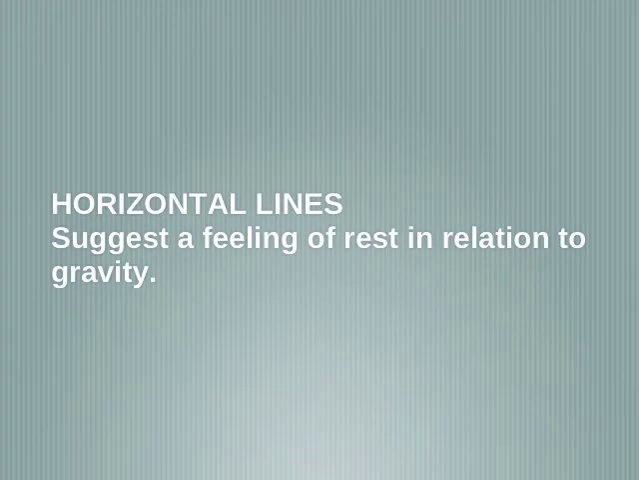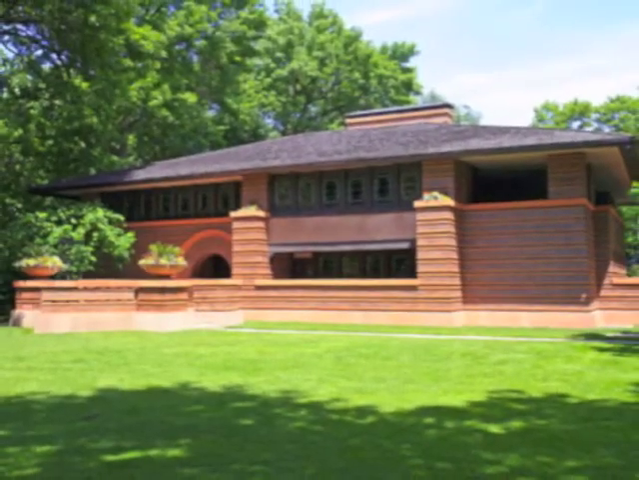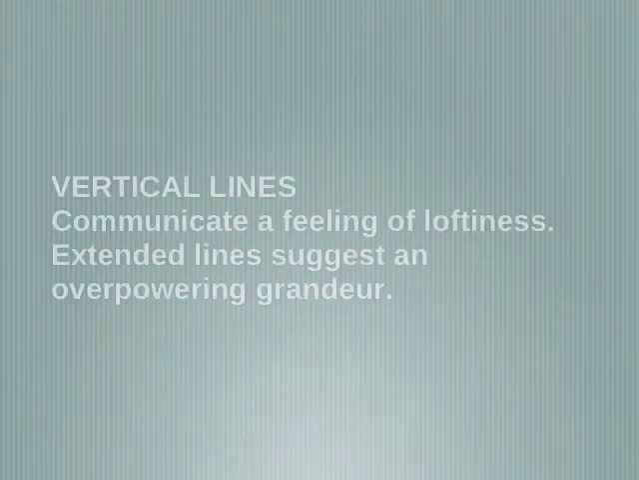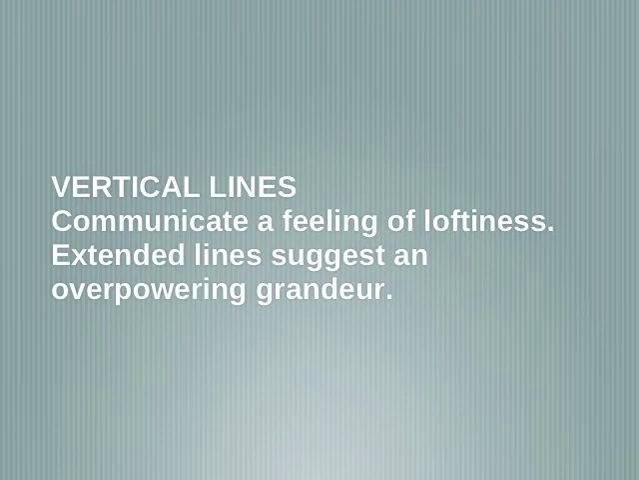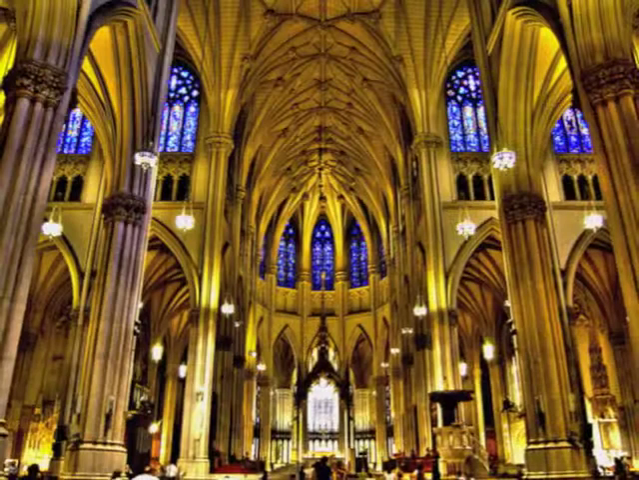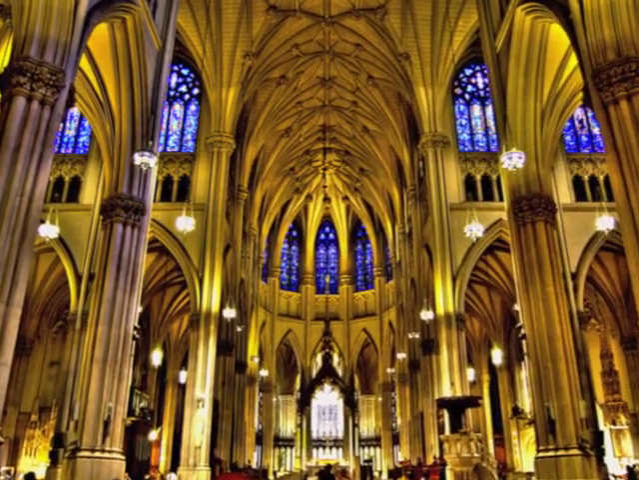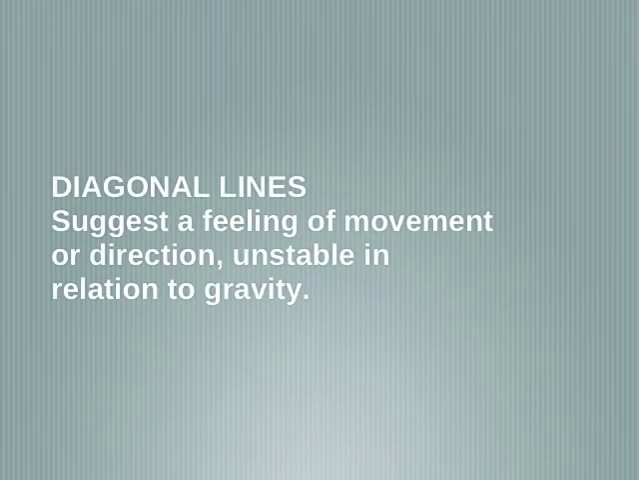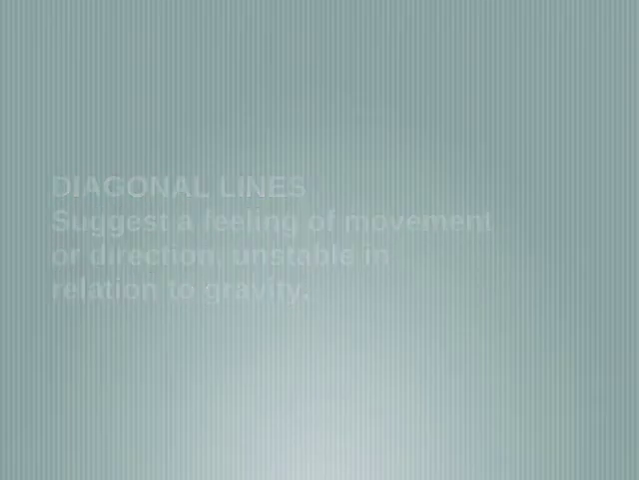Horizontal lines suggest a feeling of rest in relation to gravity. Vertical lines communicate a feeling of loftiness. Extended lines suggest an overpowering grandeur. Diagonal lines suggest a feeling of movement or direction, unstable in relation to gravity.